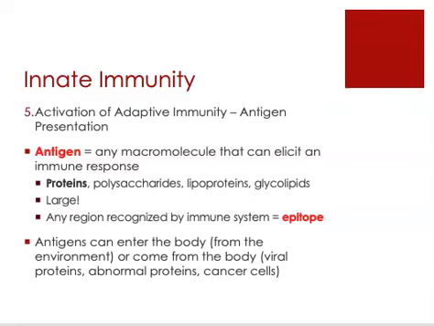So, part of the job of the innate immune system is to identify epitopes on antigens as foreign and to respond to them. And the last component of that response is to present that antigen to the other side, if you will, of the immune system, to present it and then activate the adaptive immune system.